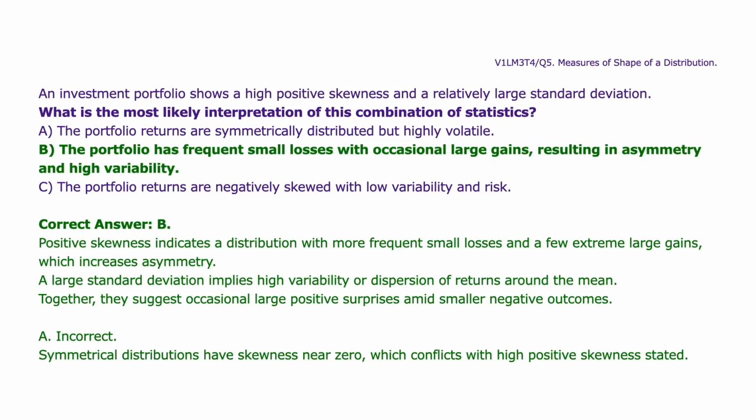High positive skewness means the return distribution has frequent small losses and occasional large gains. It's a long right tail. Large standard deviation means high overall variability or volatility in returns. This combination shows asymmetry toward extreme positive returns while returns spread widely. Most accurate description matches positive skewness definition with high dispersion.